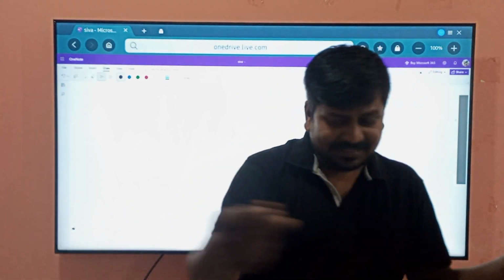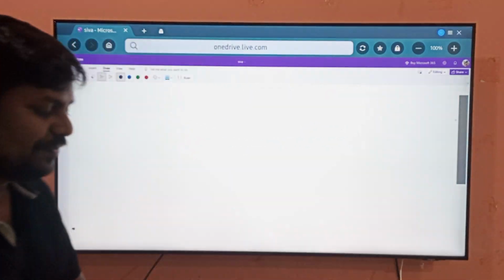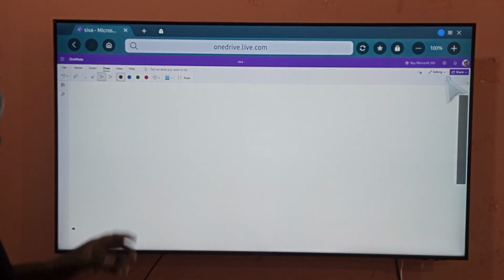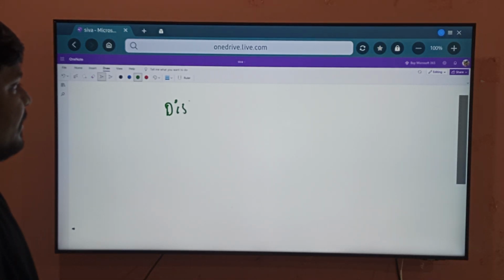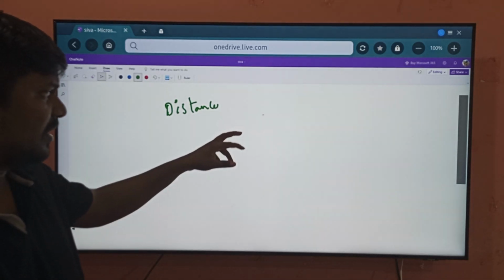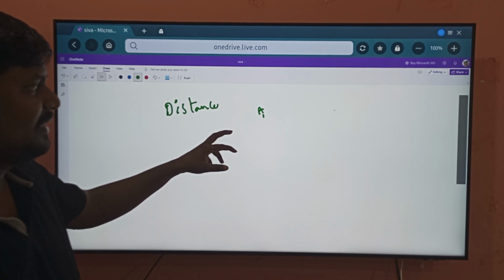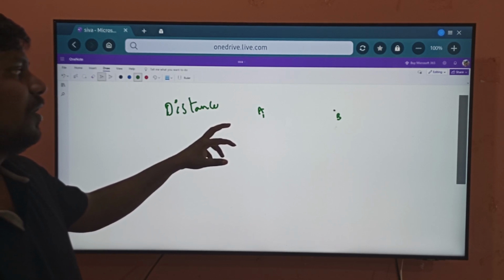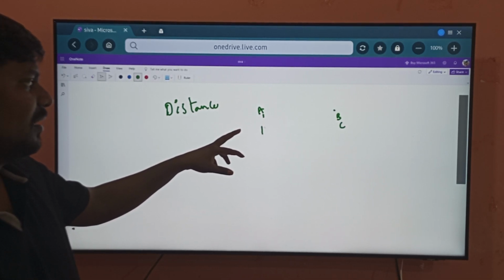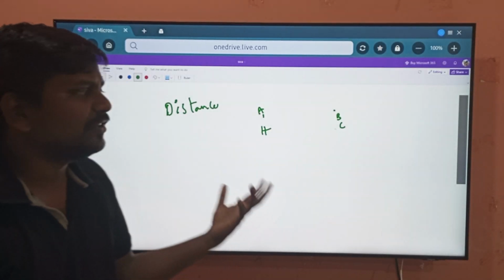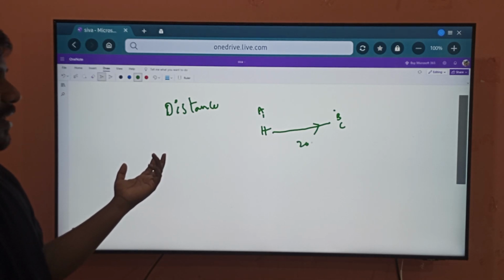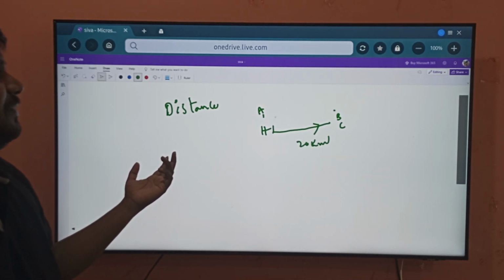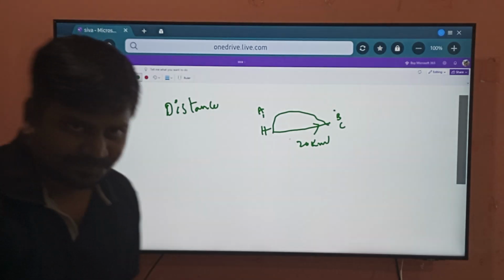An example of a scalar physical quantity is distance. Suppose A is my home and B is my college. If I want to travel from home to college, it has a certain distance, like 20 kilometers, 40 kilometers, or 50 kilometers.